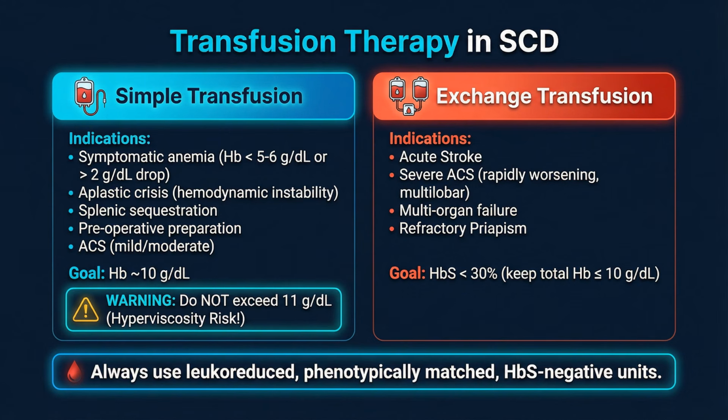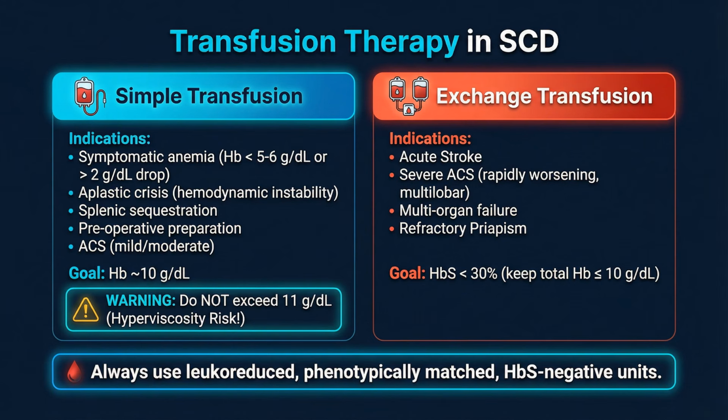Simple transfusion is used for symptomatic anemia, aplastic crisis, splenic sequestration, and mild to moderate acute chest syndrome. The goal is to raise the hemoglobin to around 10, but it is critical not to exceed 11 to avoid hyperviscosity. Exchange transfusion, on the other hand, is reserved for the most severe complications: acute stroke, severe acute chest syndrome, multi-organ failure, and refractory priapism.